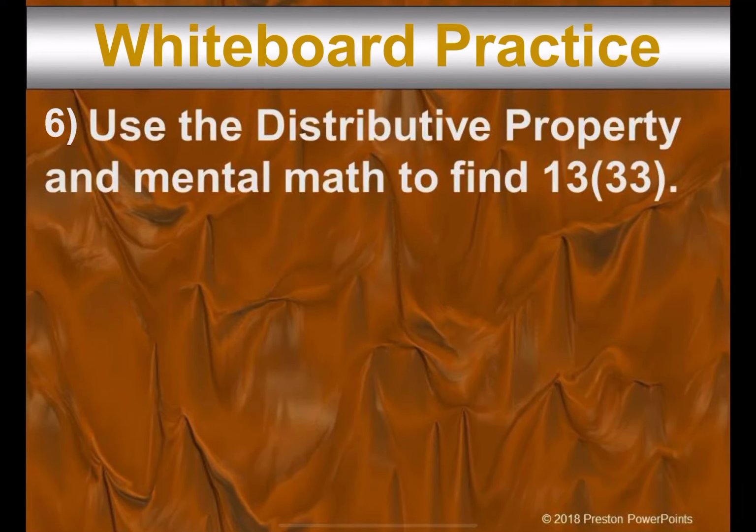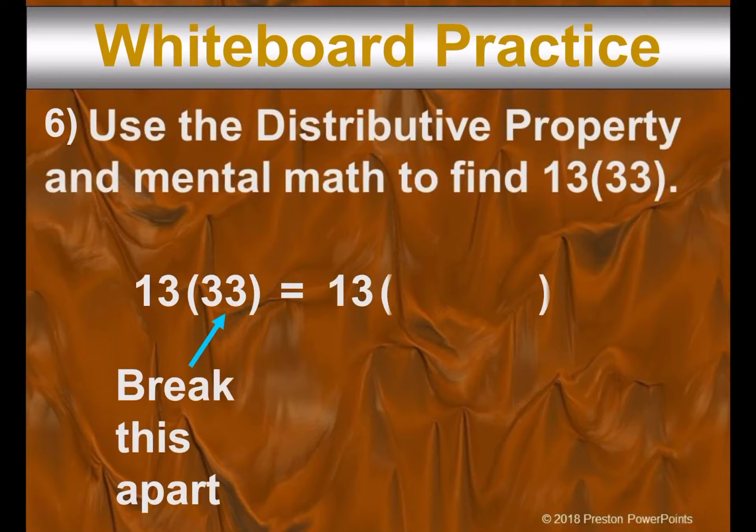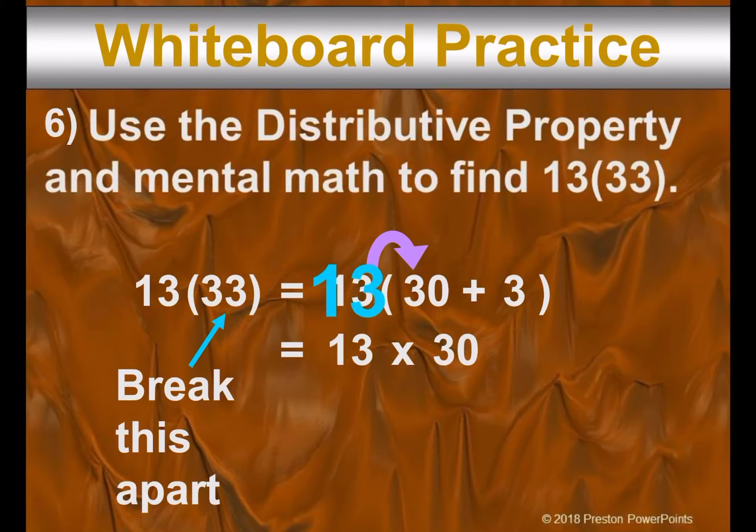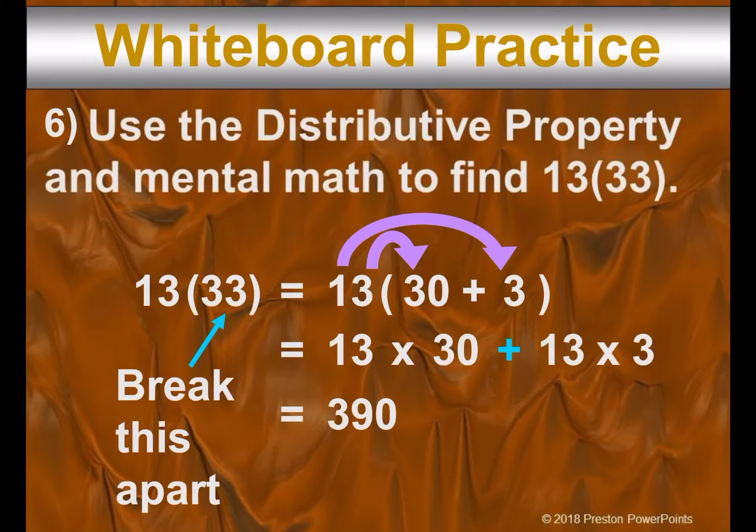And then let's try this one. Use the distributive property to get 13 times 33. So again, I could go 13 times 30, which is 390. And then I can go 13 times 3, which is 39, and add those together to get 429.